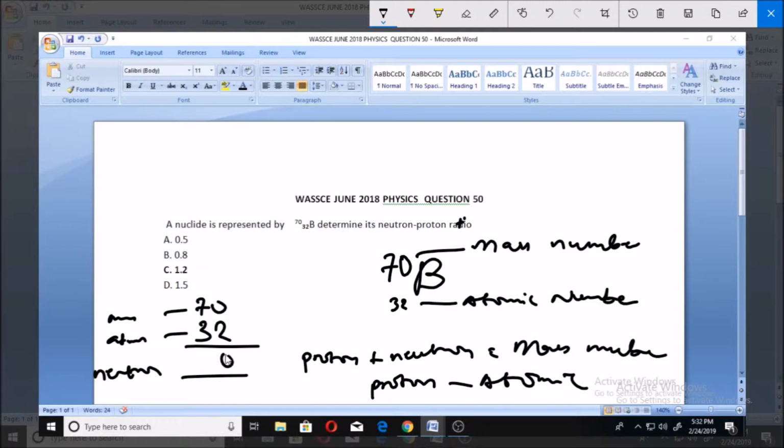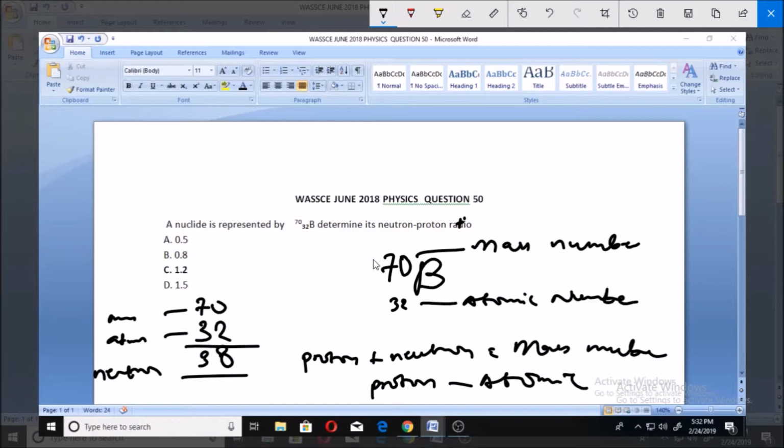We have 0 here, and we have 6 minus 3. We have 6, minus we have 8 here, that is 10 minus 2, 8. Then we have 3 here, 38. So the number of neutrons is 38.